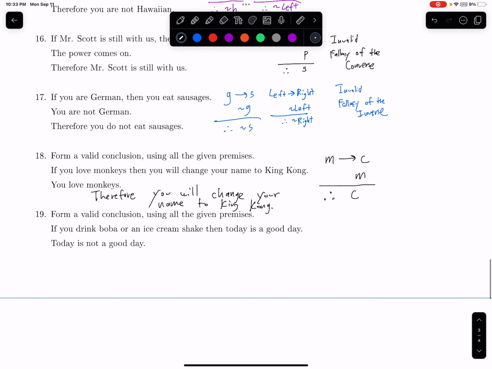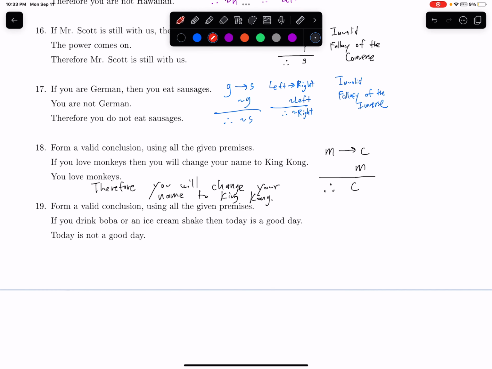Number 19, again, form a valid conclusion. Let's translate first, though. If you drink boba or ice cream shake today, then today is a good day. So if you drink boba or an ice cream shake, then today is a G for good day. Today is not a good day. Okay. So that's a negation of G. This is left to right. Here I've got the negation of the right. So that's starting the pattern of the contrapositive, it looks like, right? That means the natural conclusion is going to be the negation of the original, B or I.